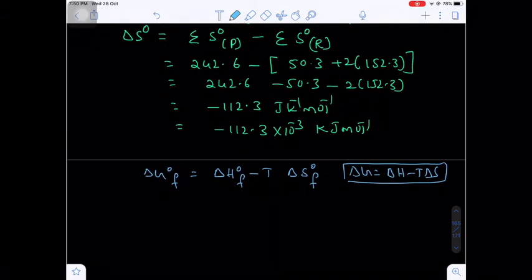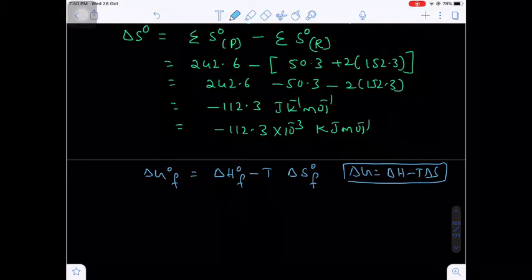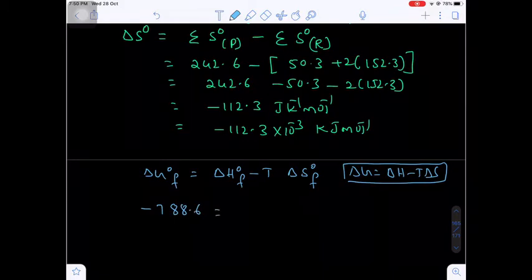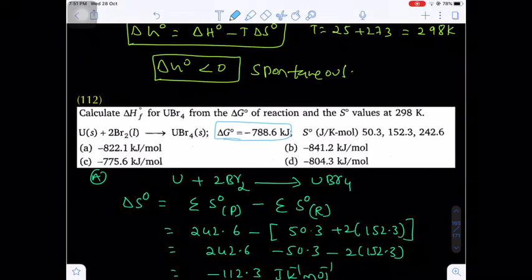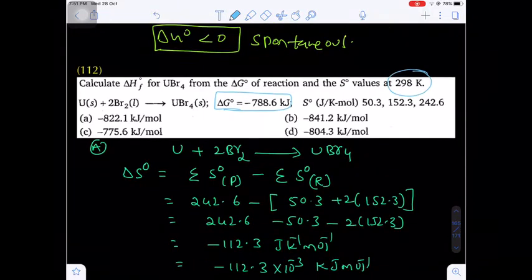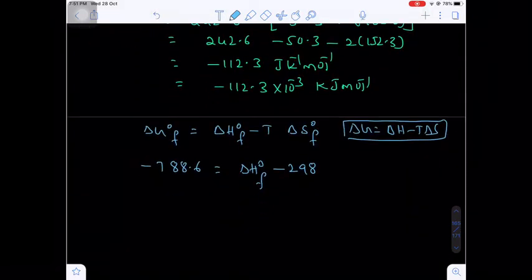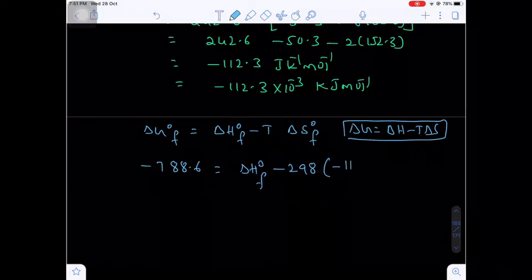What is the standard Gibbs energy formation value given in the question? Minus 788.6 will be equal to the standard enthalpy of formation to be calculated, minus the temperature value at standard condition. In the given question, the value given is 298 Kelvin, into the standard change in entropy of formation, that will be 112.3 into 10 to the power minus 3.